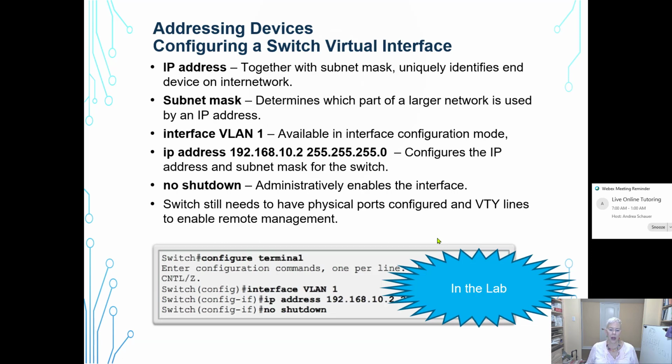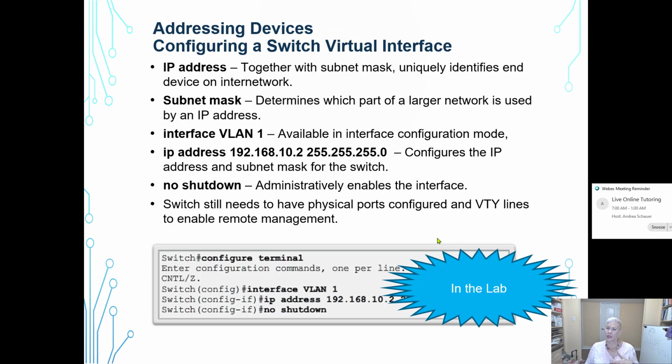I do want to talk about this switch virtual interface. In order for us to remotely get into a device, it has to have an IP address. All networking devices need to have an IP address. Now, when you set up your home computer, it has to have an IP address in order to function. And that gets assigned through the ISP. And then when we set up routers, we'll also be going in and configuring IP addresses. We'll do all of that.